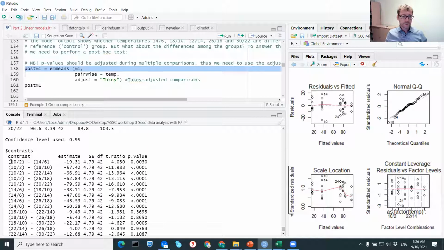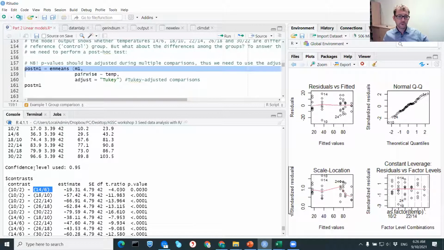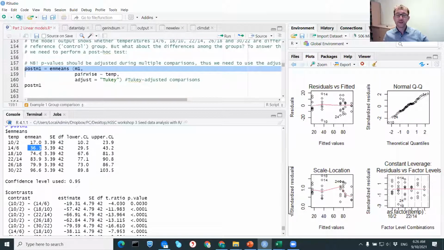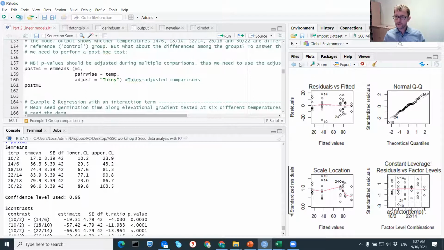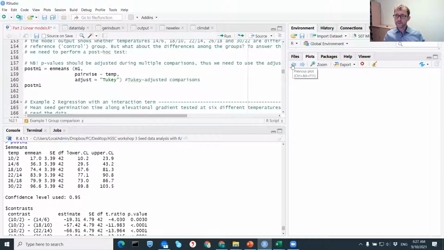And then here you have contrasts. For example, this function compares the germination at 10.2 and 14.6 degrees Celsius, and you can see that the p-value is lower than the magic threshold 0.05. So you can see that the seed germination percentage at temperature 14 degrees, which is 36%, is statistically different from the germination percentage at 10 degrees. Right. And then what you could do now is make a nicer plot.